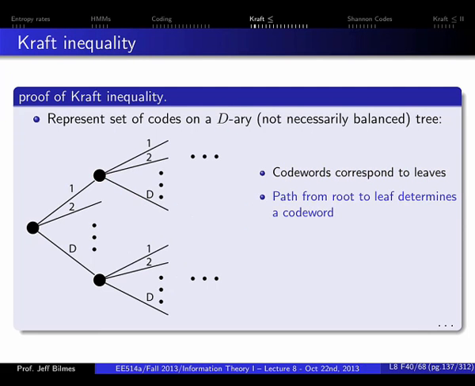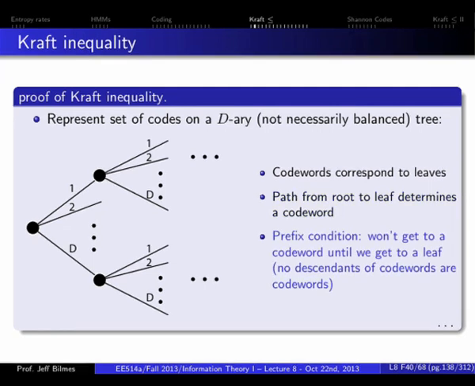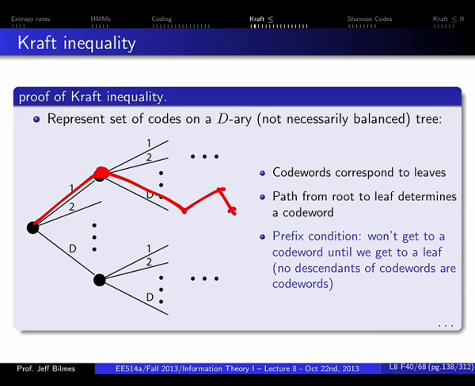And that's that statement. A path from the root to the leaf determines the code word. And the prefix condition basically says that all of the code words correspond to leaves. So we don't get to a code word until we get to a leaf. So it can't be the case that, for example, this is a code word, and then there are some descendants that are also code words. Like this and this can't both be code words. So we would have to, in some sense, restrict it so that the code words are only at the leaves.